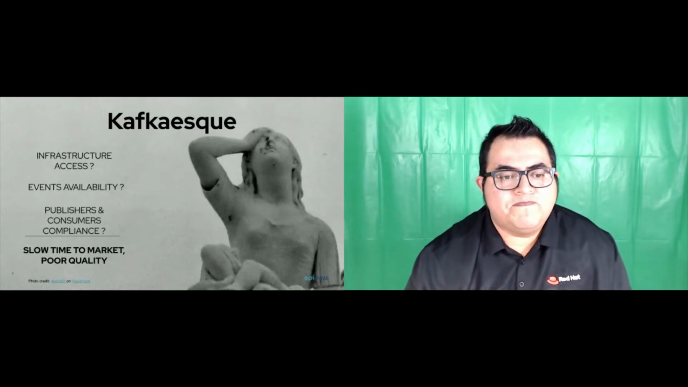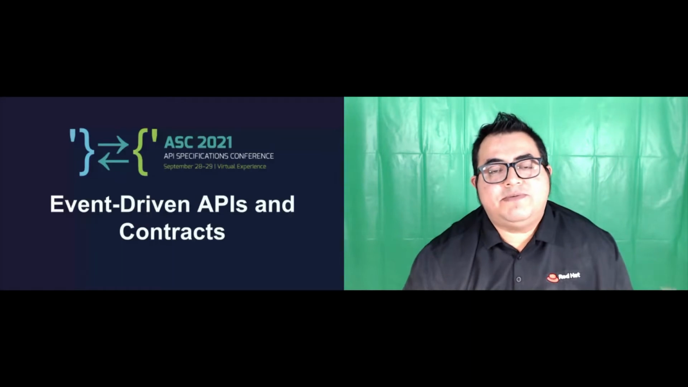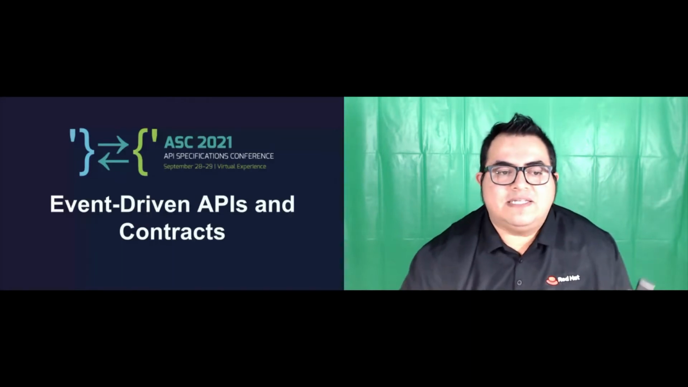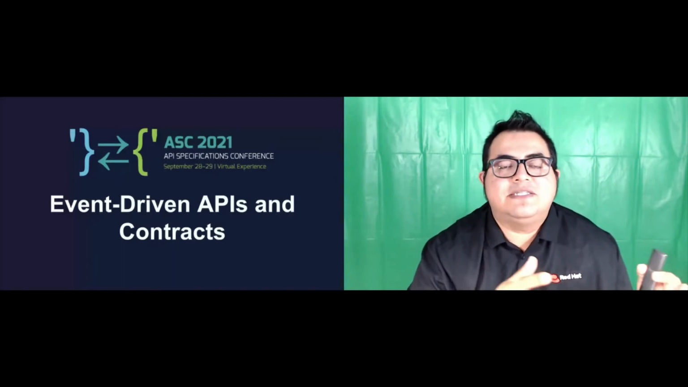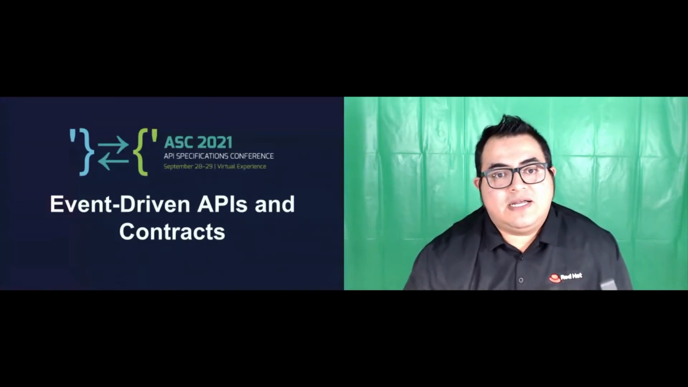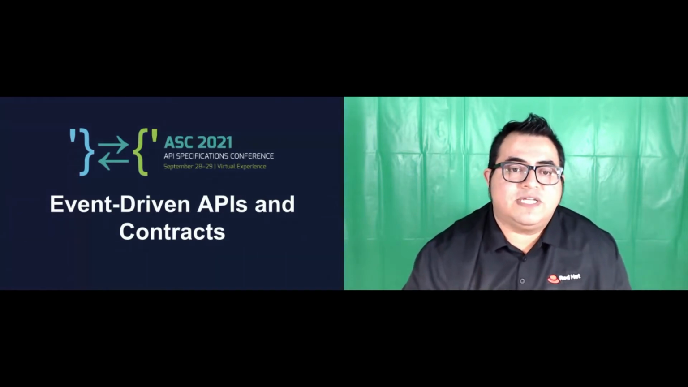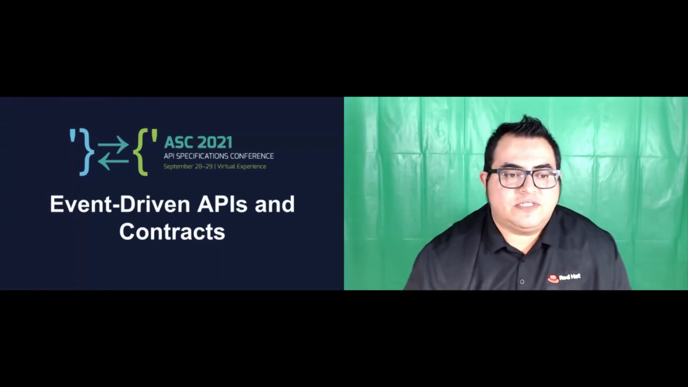And that's why we have seen that event-driven APIs, so APIs that allow us to share events as part of the event-driven architecture, require contracts. And the contracts can be either contract-first approach or code-first approach. But the important thing is that we will need to have those contracts.